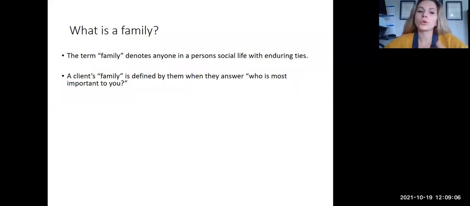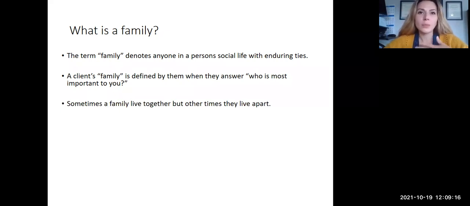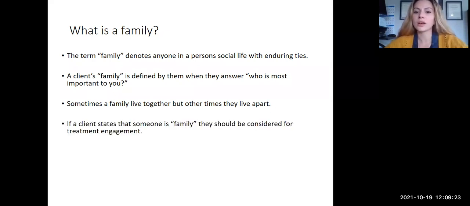So you can start by saying, who is most important to you right now? Who would you like to be involved in your care? Who could be involved in your care, right? So that could be a number of individuals. It doesn't have to be somebody that they're actually living with. They could live apart from them, as long as there is that connection. This isn't somebody that they haven't spoken to in years, but there is some sort of actual interpersonal connection there.